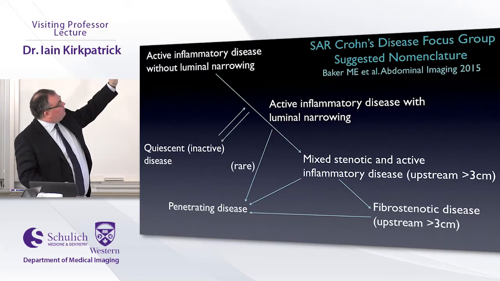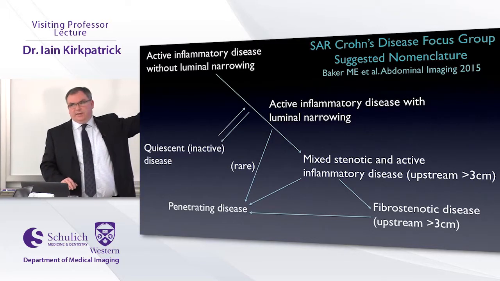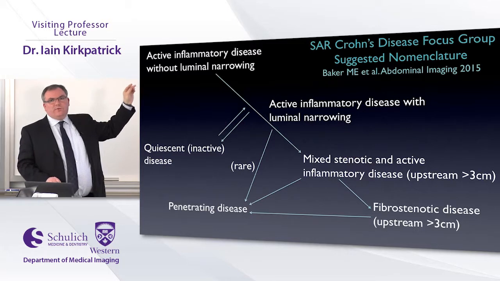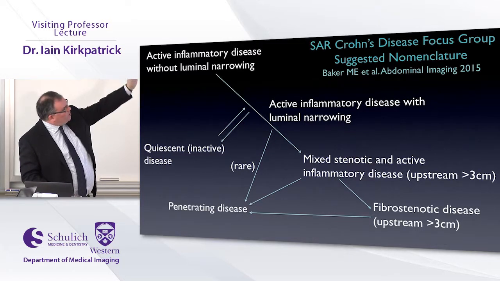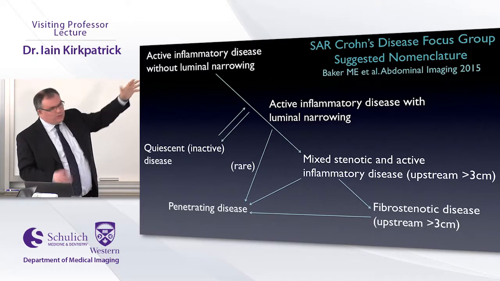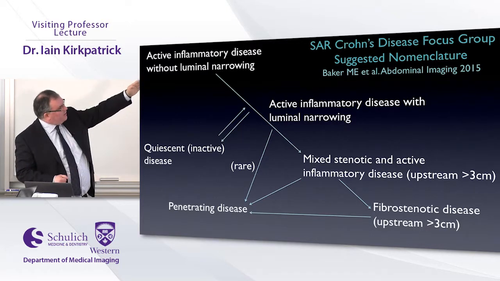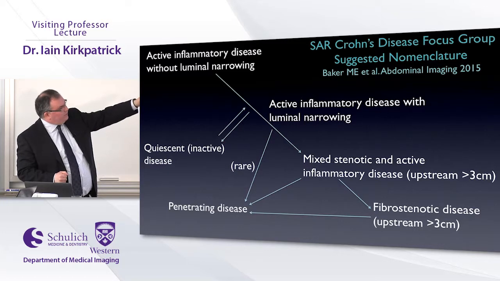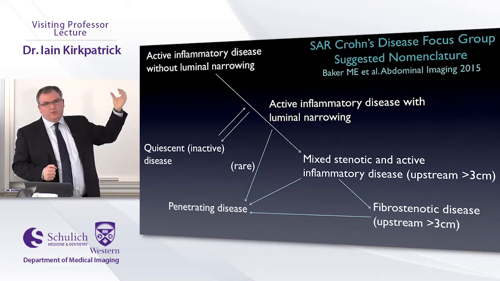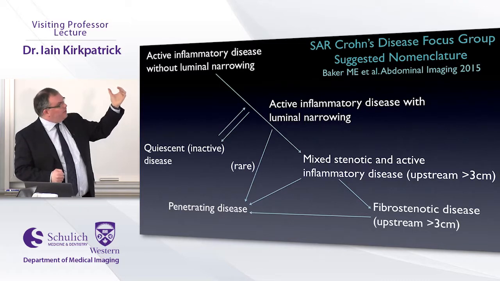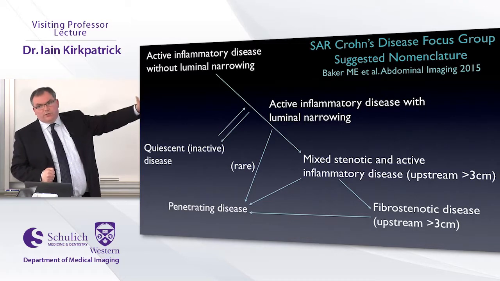But it's such a great way of thinking about things because basically it posits that you start off with the active inflammatory disease without luminal narrowing, and at that point, that's the point where it's most easily treatable. And as you work your way down through active inflammatory disease with luminal narrowing, that's usually from edema, could be fibrosis, then into mixed stenotic and active inflammatory disease. So that's where you have luminal narrowing, but you have upstream small bowel that's greater than 3 centimeters. You're getting harder and harder to treat, and you're getting more fibrosis.